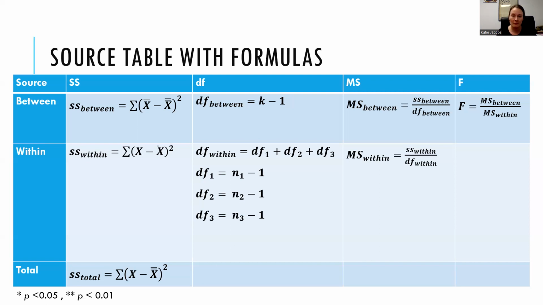So what we're going to do is go through each of these. You'll notice at the bottom of this slide that 1 star means that our F statistic is significant at the 0.05 alpha level, and 2 asterisks will mean that it's significant at the 0.01 level. We actually will use both of those alpha levels when we're doing the ANOVA, and we'll get there when we get there. So let's first start out by finding our sum of squares between.